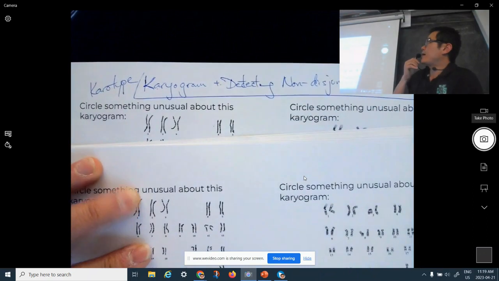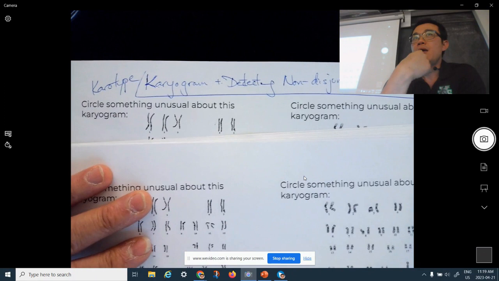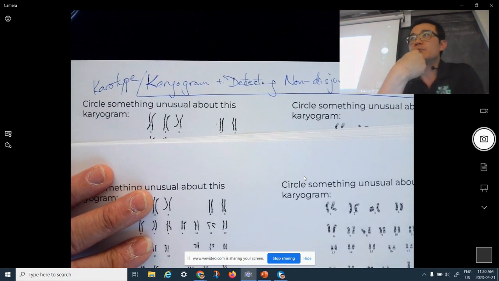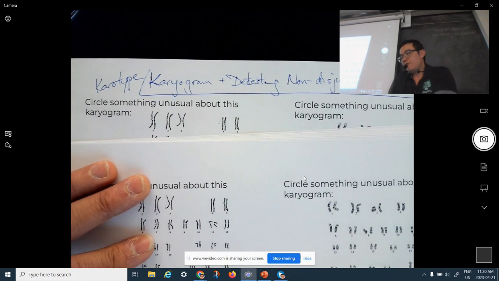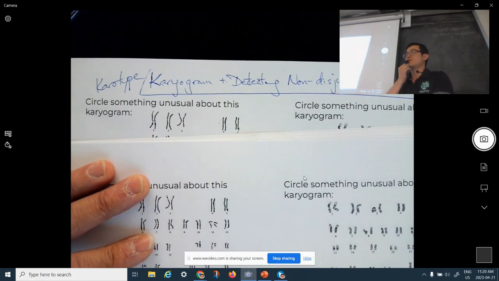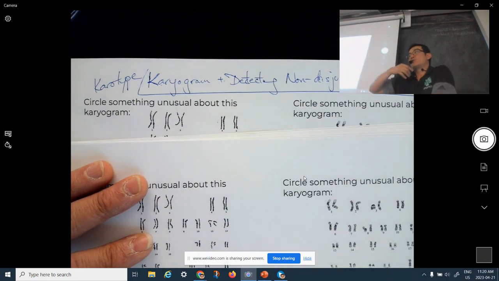So as I said, karyotype or karyogram in detecting non-disjunction. As I said, also karyogram and karyotype is really not that big a difference at this level. A lot of times biology textbooks have different names for the same kind of thing, but karyotype and karyogram essentially is this: you take a picture of someone's chromosomes.